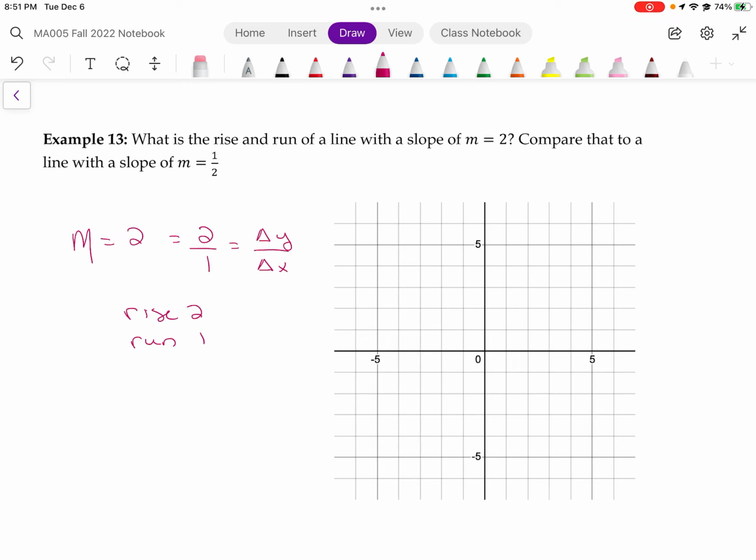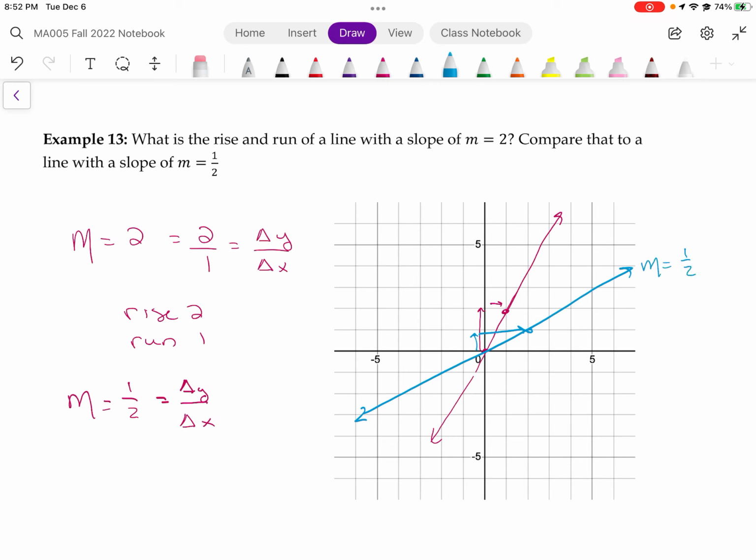So compare that to a line with a slope of m equals 1/2. So if m equaled 1/2, that means that the delta y is 1 and the delta x is 2. So if we were starting at 0, a slope of 2 would go up 2 over 1, and it would be up here, like that. Whereas a slope of 1/2, I would go up 1 and over 2. It would be not nearly as steep. It would look like that. So this is m equals 1/2, a slope of 1/2, and this one is a slope of 2. M equals 2, or 2/1.